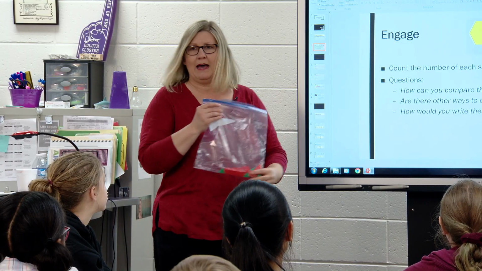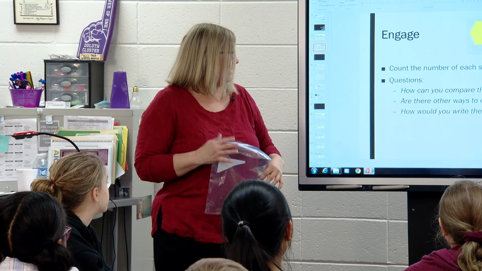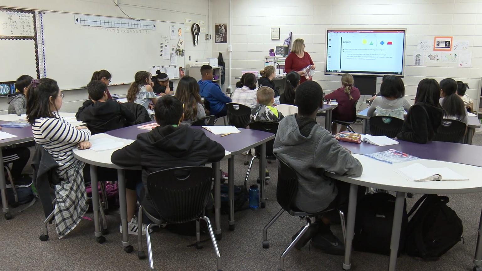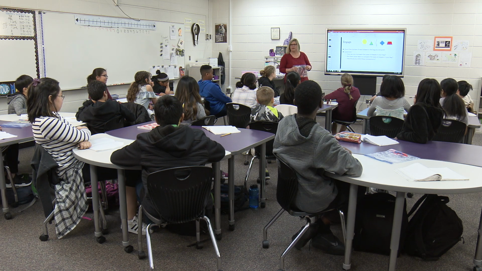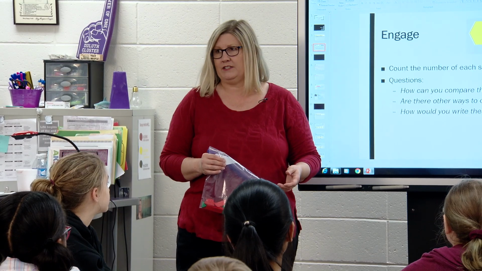So you're going to count the number of shapes in the bag, and you are going to answer the following questions. How can you compare the types of shapes in your bag? Are there other ways to compare the types of shapes in your bag? And how would you write these comparisons?